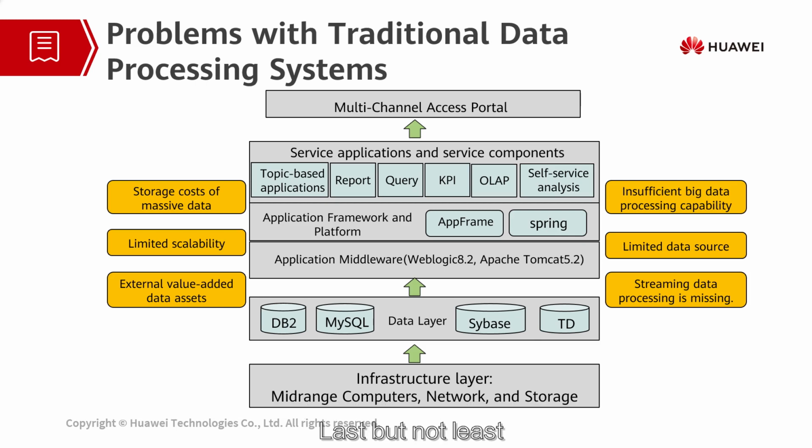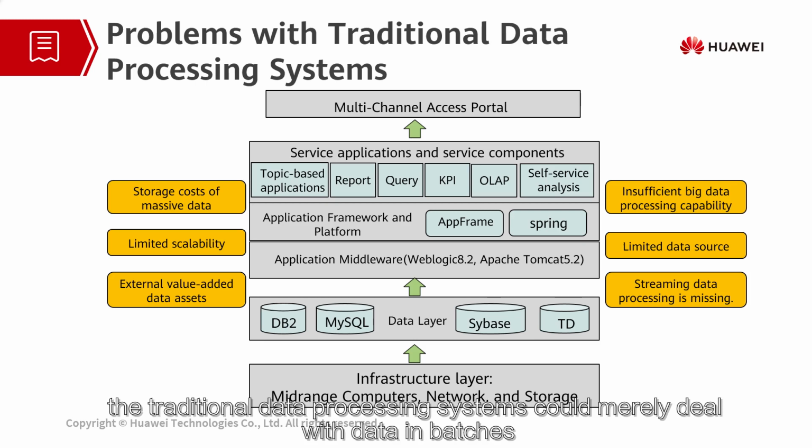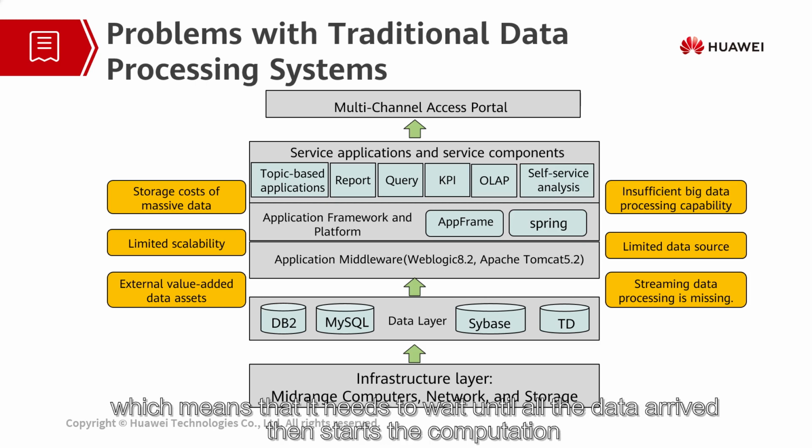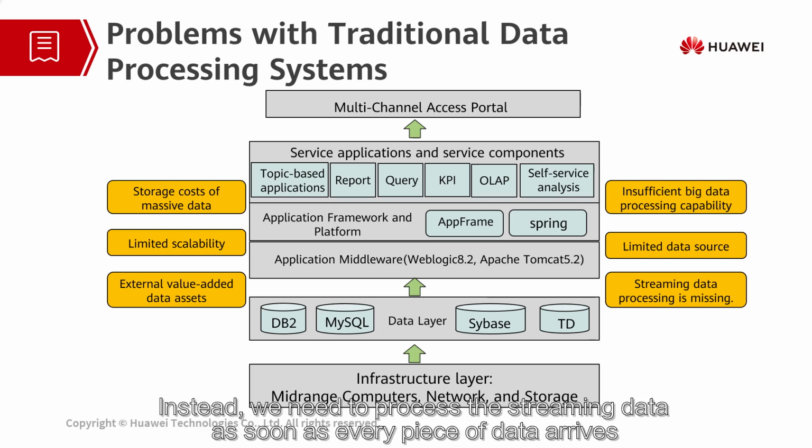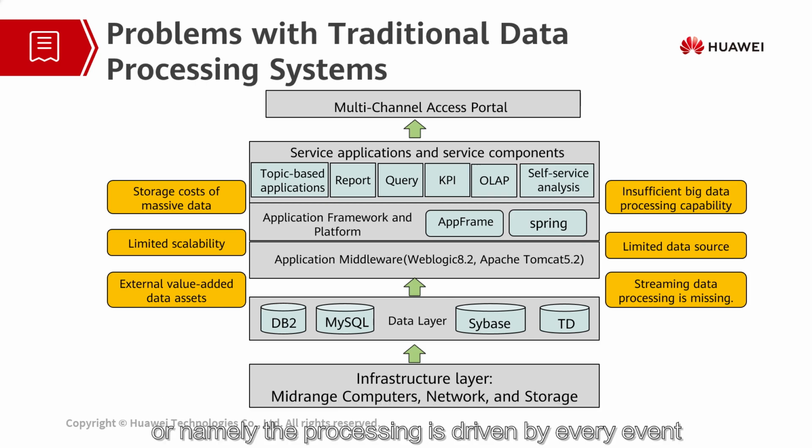Last but not least, the traditional data processing system could merely deal with data in batches, which means that it needs to wait until all the data has arrived, then starts the computation. But in the big data era, in some cases, we are not allowed to wait so long. Instead, we need to process the streaming data as soon as every piece of data arrives, or namely, the processing is driven by every event.